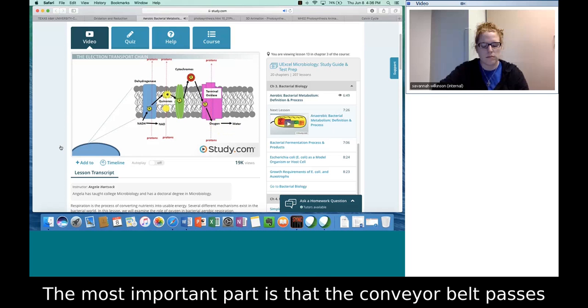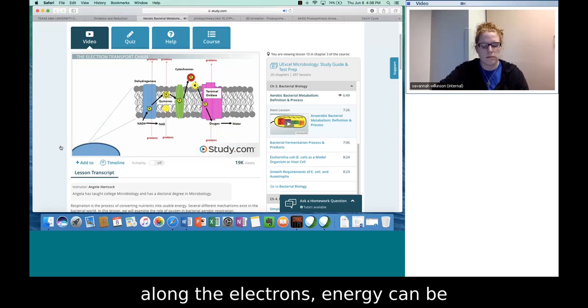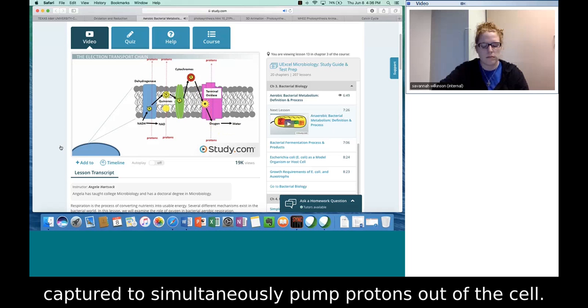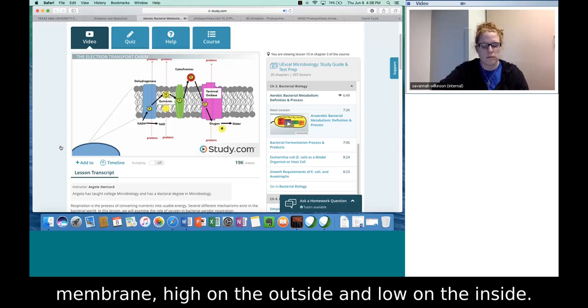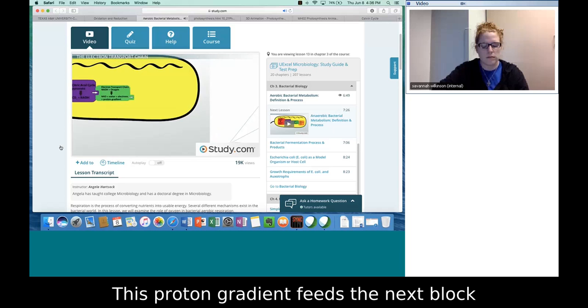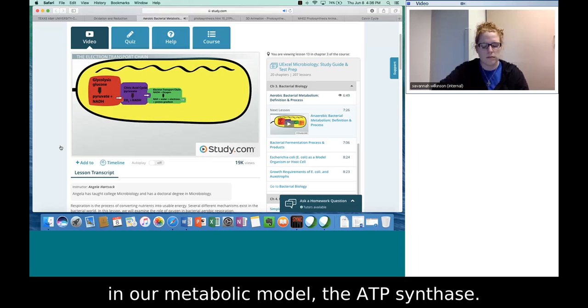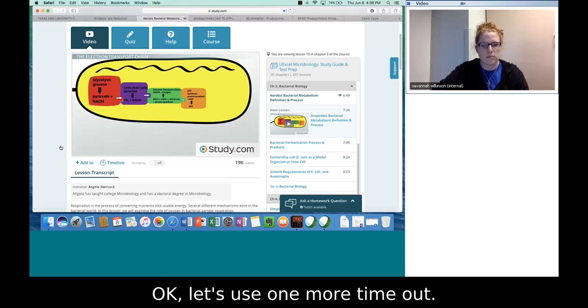The terminal oxidase is an enzyme complex that transfers the electrons to oxygen, generating water and terminating the electron transfer process. The most important part is that as the conveyor belt passes along the electrons, energy can be captured to simultaneously pump protons out of the cell. This results in a gradient of protons across the cell membrane, high on the outside and low on the inside. This proton gradient feeds the next block in our metabolic model, the ATP synthase. Okay, let's use one more timeout.